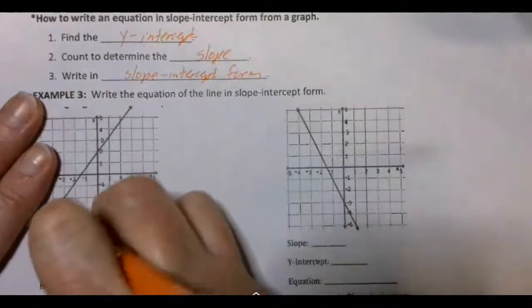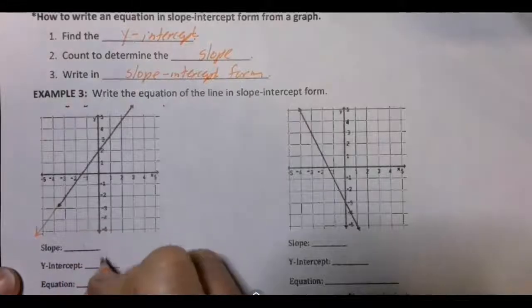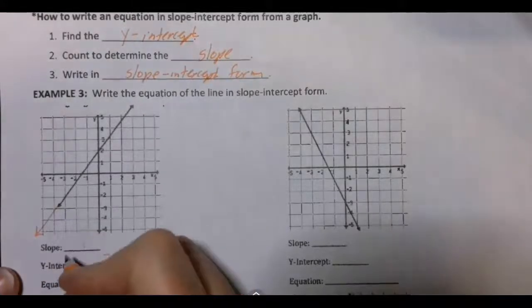Oops, they wanted slope first. Put that in the wrong spot. Why did they write it that way? Y-intercept is what we begin with. Okay, now we're going to find slope.